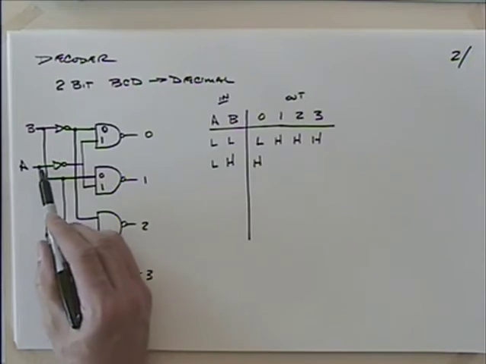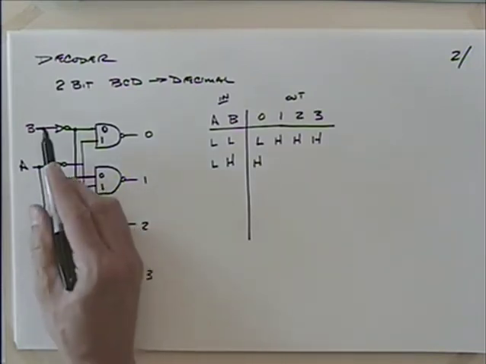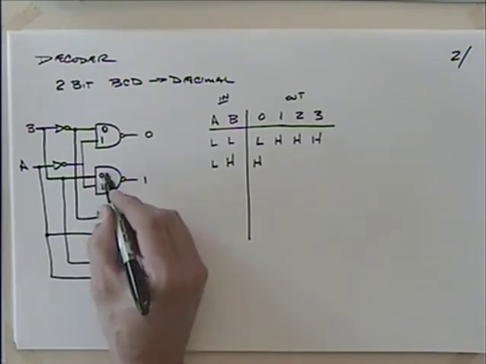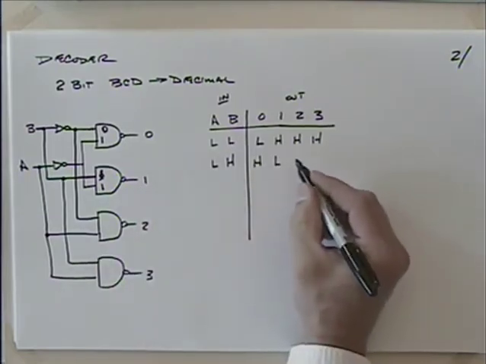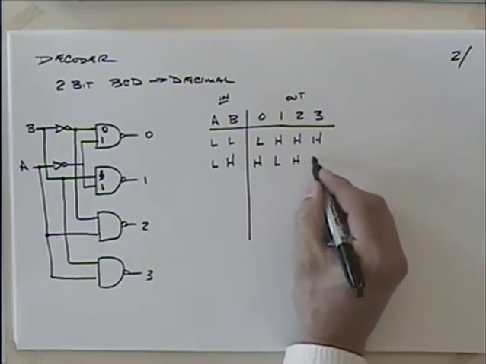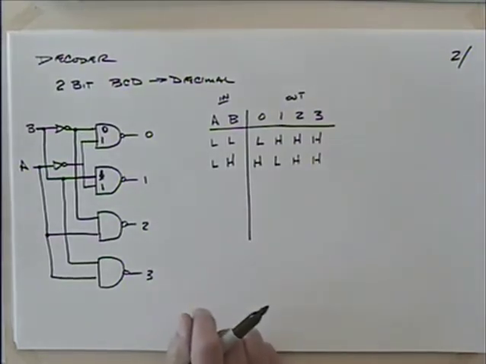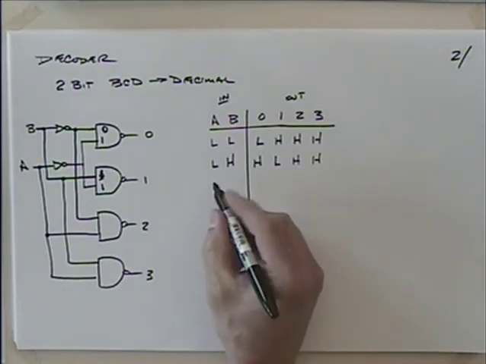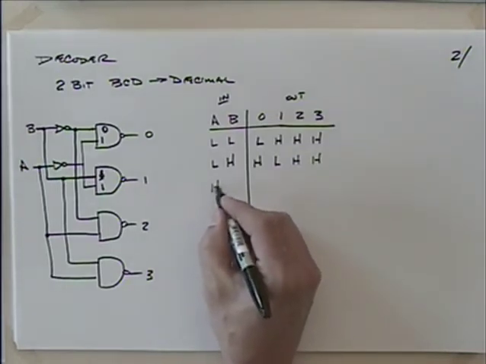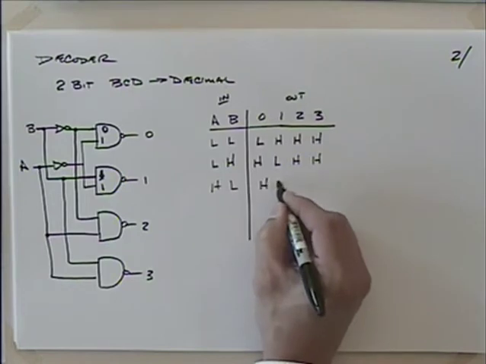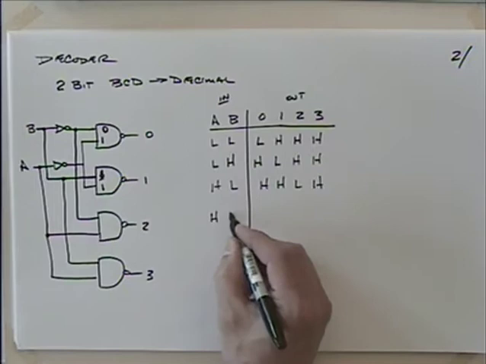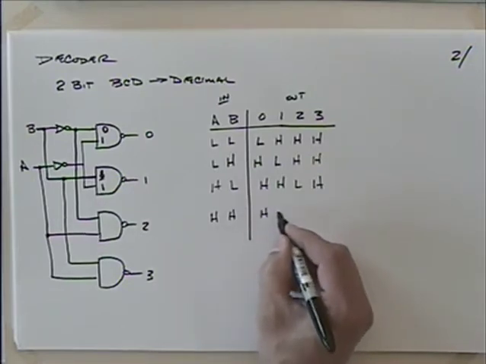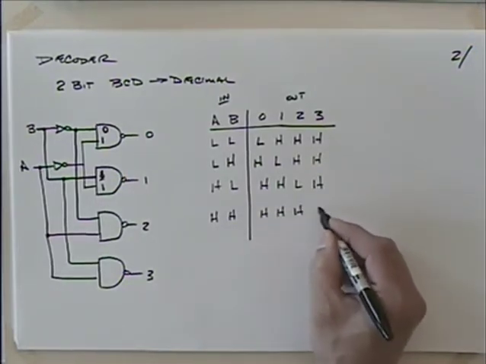With A being a low, this would be a 1, and B being a high, you'd have a 1 there, wouldn't you? So you would get a low. And if you kept going down the circuit, you'd get a high and a high. So that would be our 1. And I'm not going to go through each one of these, but if you have a high and a low, then you would get a high, high, low, high. And if you have a high and a high, you would get a high, high, high, and a low.